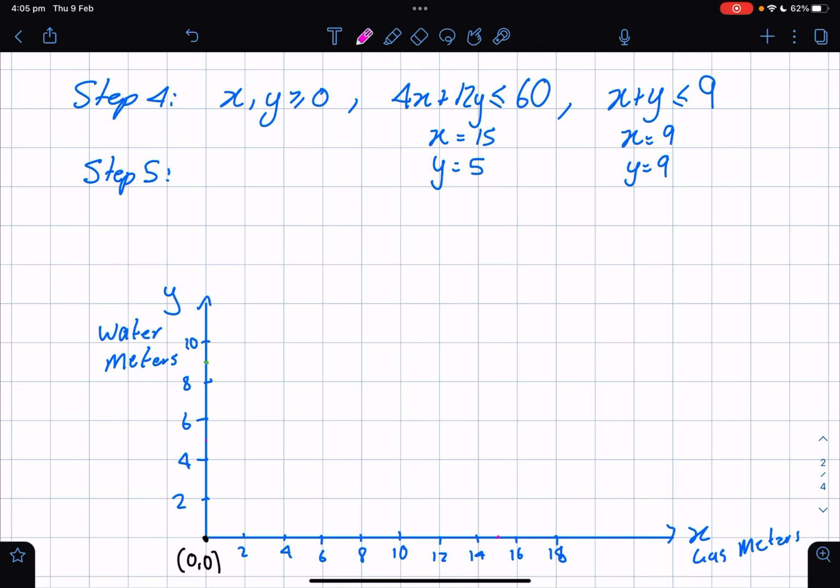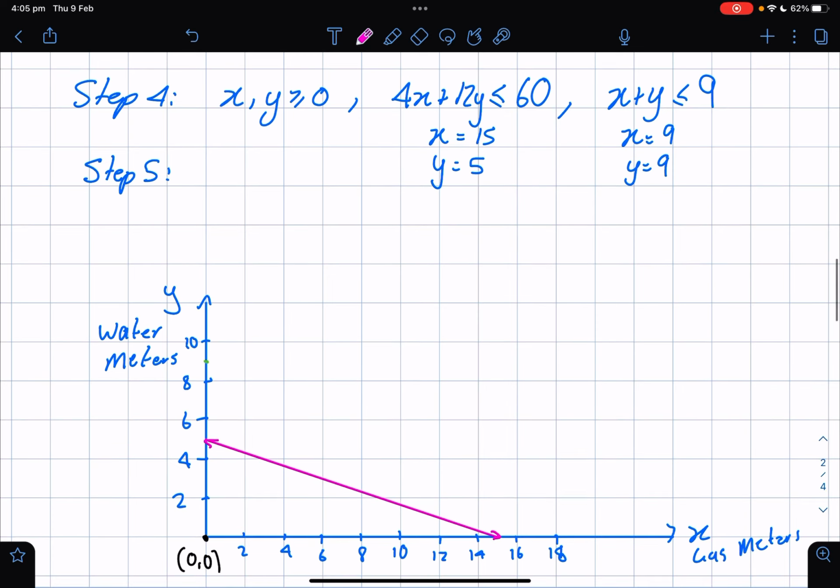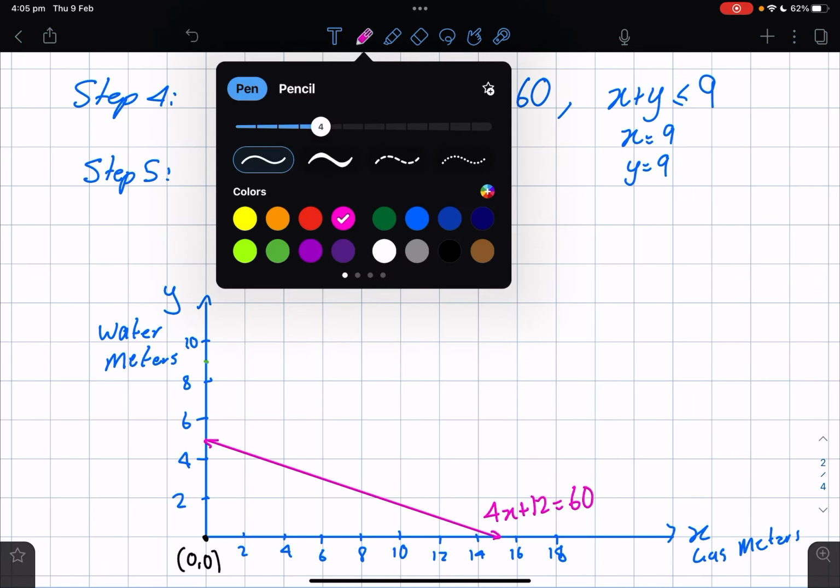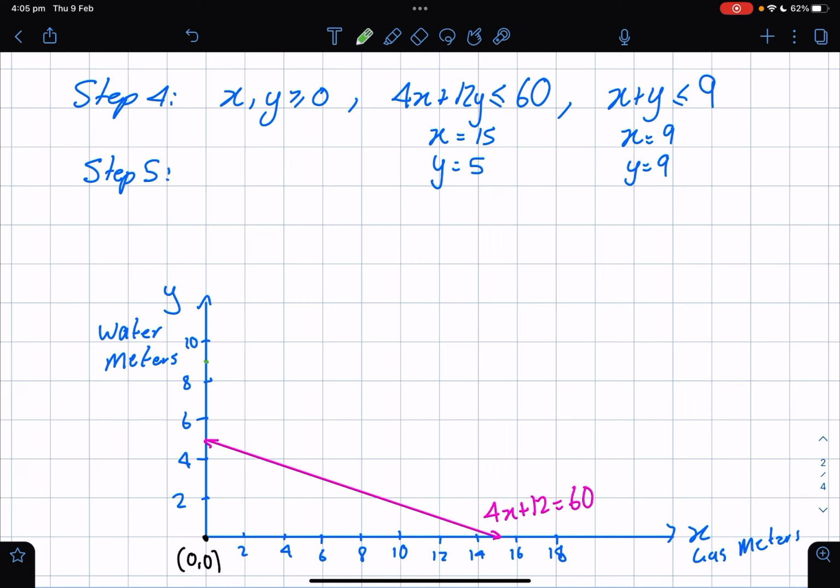So in pink, I'm going to draw our 4x plus 12y. So x equals 15, y equals 5. So that looks something like this. And this, we need to label our equation. So 4x plus 12y is equal to 60. And in green, I'm going to do the other one, x plus y equals 9. So through 9 and 9, just like that. And we're going to go up here, x plus y equals 9.